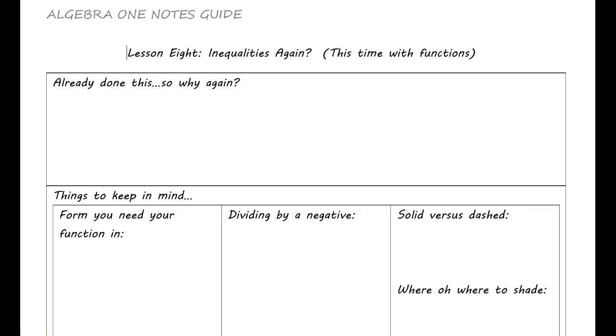Okay, so now that you have practiced a lot of graphing stuff, we are going to talk about inequalities again. And it says, already done this, so why do it again? Well, because inequalities come in different forms, everybody, different forms. The form that you already saw would be like x is greater than 3.